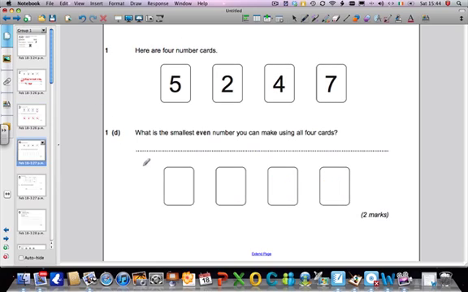Next one, we're asked for the smallest even number that you can make using all 4 cards. So my digit has to end in one of these, the 2 or the 4, and it also needs to be the smallest number. Well, the smallest number out of the whole lot is actually 2. So that must go at the front. We're going to have 2,000. It must end in 4 then, because that's the only other even number. And then the smallest of these two, the 5 and the 7, has to go in front. 5 and 7. And that is the smallest even number we can make.